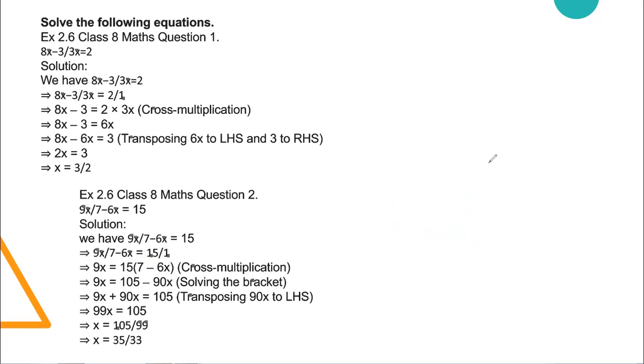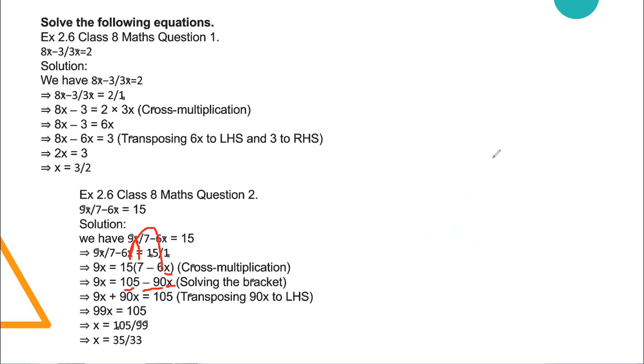Now how do we solve this further? It's quite simple. We're going to solve the brackets. How are we going to do that is quite simple. Just multiply 15 into 7, you get 105, and 15 into minus 6x is nothing but minus 90x.